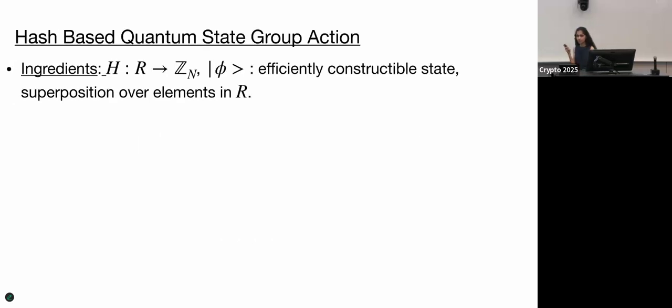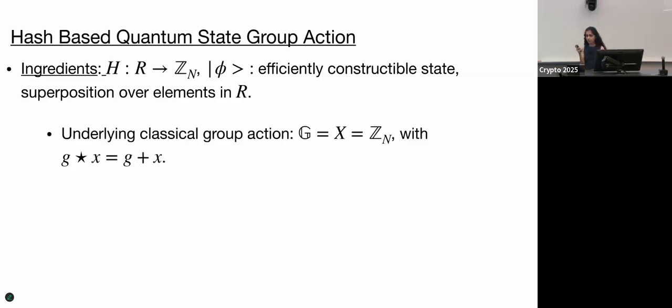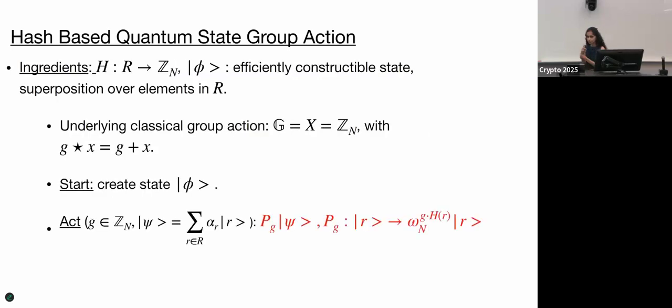quantum money constructions. Okay, so now I'll go a little bit into detail on what the hash-based group action construction is. We need, of course, a hash function, and we need some starting state, which should be efficiently constructible. The starting state should be a superposition over elements in our domain of the hash function. The underlying classical group action is very easy. G is the same as X, the integers, and the star operation is just a plus operation. And the starting algorithm just creates the state phi.